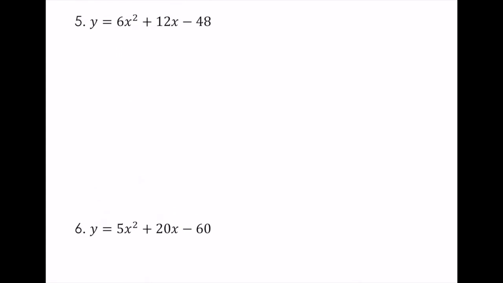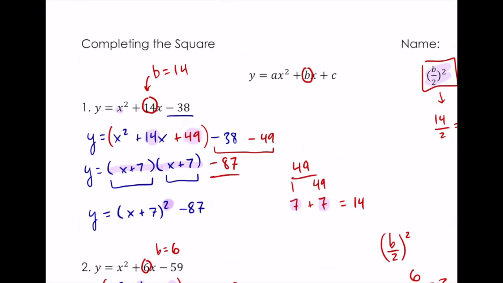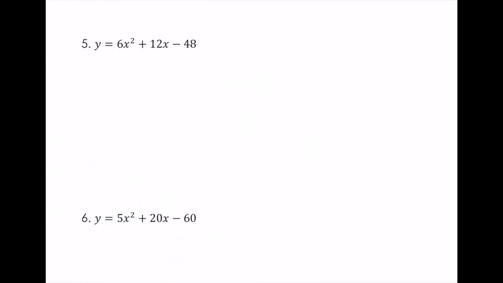Notice how these problems are different than the ones we were doing before. So here, we start with y is equal to 6x squared. There is a number in front of x squared. All the problems we saw earlier, our problem started with x squared. There was no number in front. So this is going to be a little bit different.